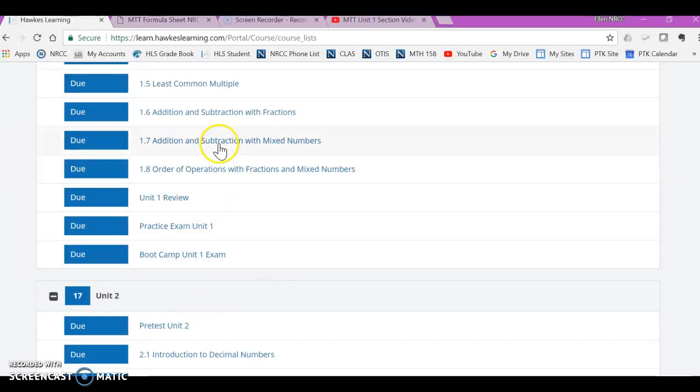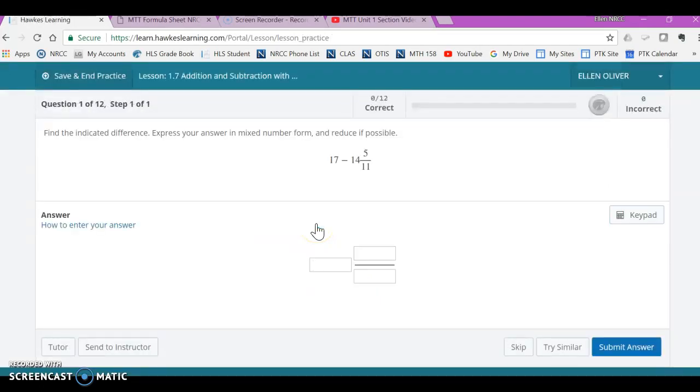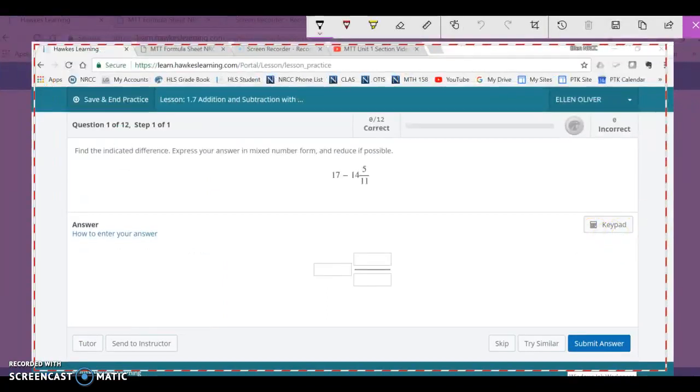Now we're on to section 1.7, where we're going to change our adding and subtracting of fractions to mixed numbers. And I think the easiest way to do these is to leave them as mixed numbers for the most part. The software sometimes tells you to change them to improper fractions, but then your numbers are bigger. And remember, we like to keep our numbers smaller. So, turn on my writing screen.